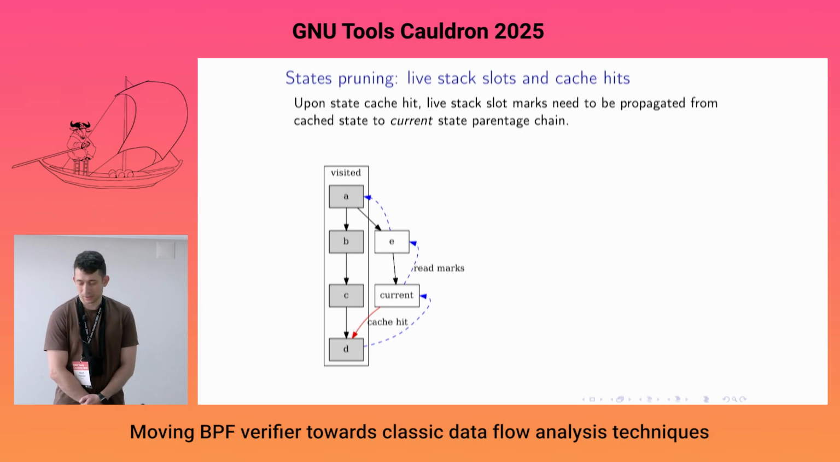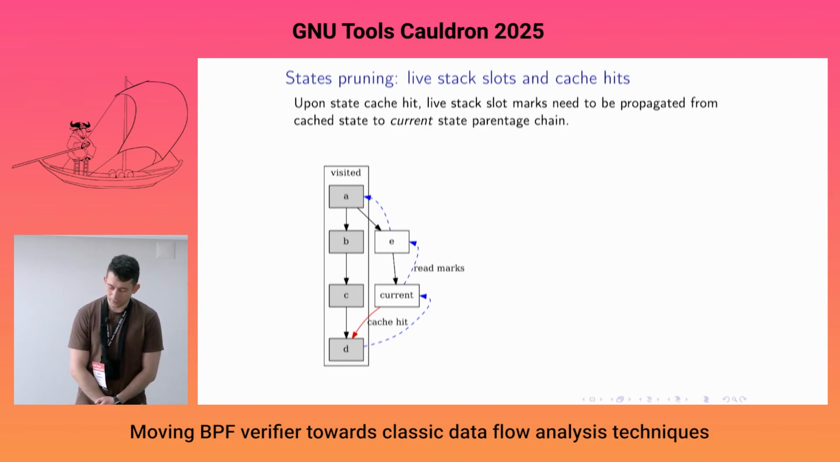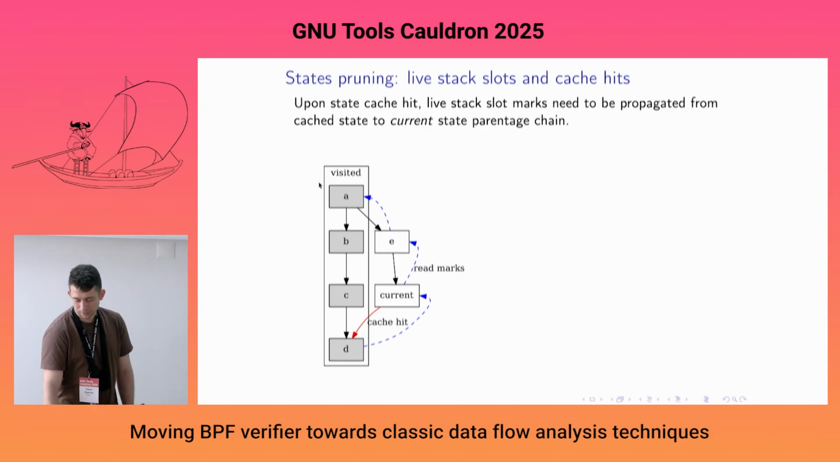When a state cache hit is found, we also connect the read marks from the cache state. Suppose we have a chain of states A, B, C, D, and at some point we also forked an unexplored state E. And then we find that the current state is equal to some state D. So this is a cache hit. So we take the stack slots which are marked alive in D and propagate this information up the chain to E and to A.